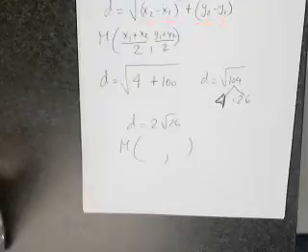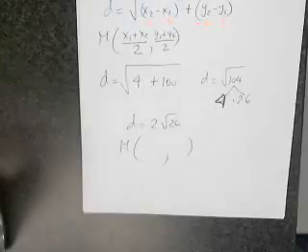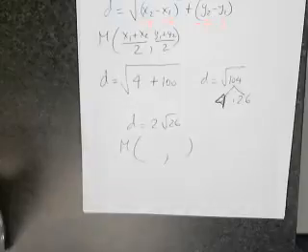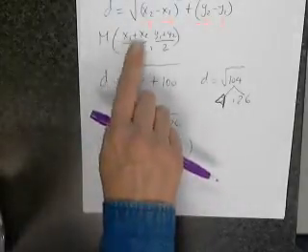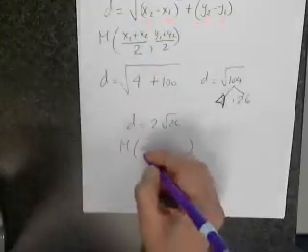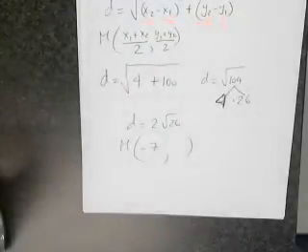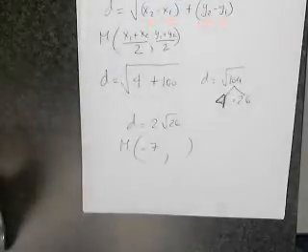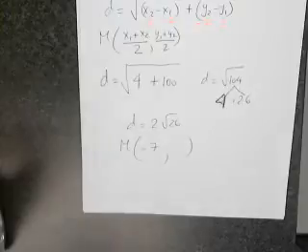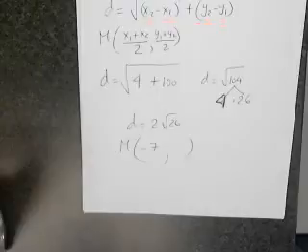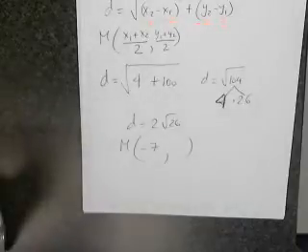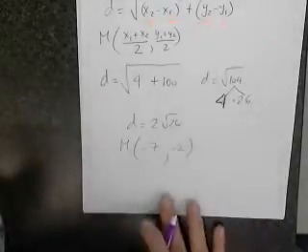Just add up the two values of x. -6 minus 8 is -14, divided by 2 is -7. And now the second coordinate, 3 minus 7. 3 minus 7 is -4, divided by 2, -2.